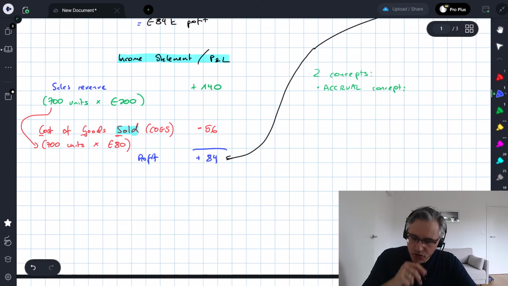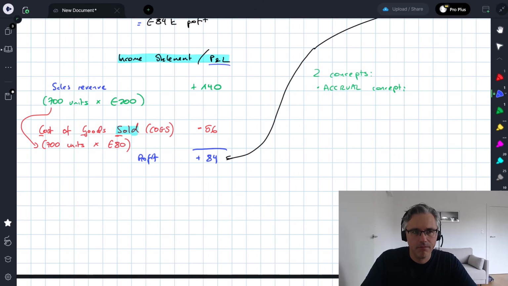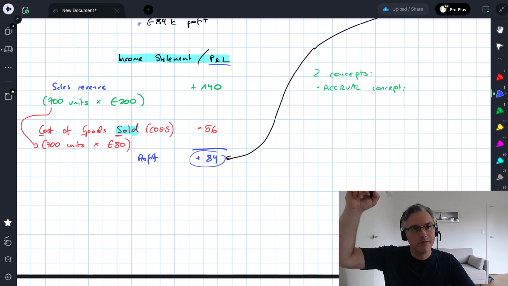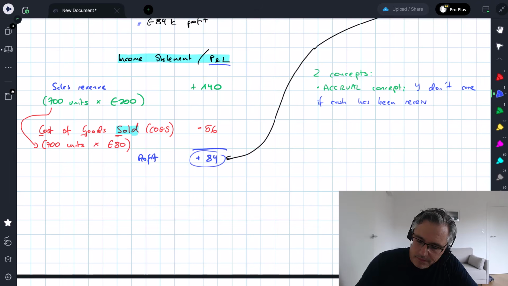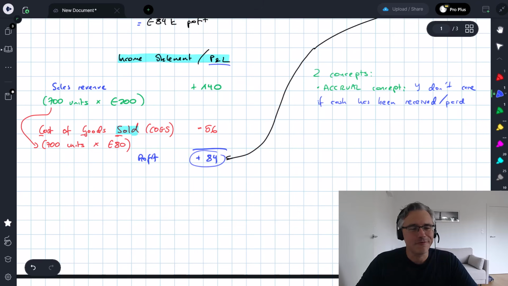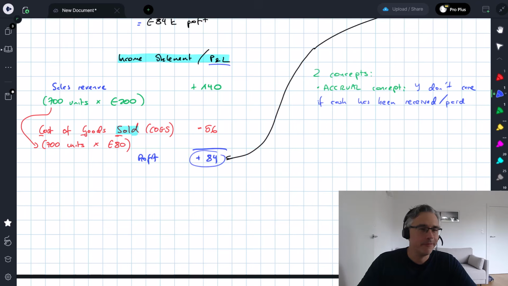When you do your computation of P&L, and when you compute your profit, like we did over here, and of course that profit also feeds into the balance sheet, I really don't care so much if actual cash has been received or indeed paid. Now, of course, the official definition of the accruals concept is probably much more fancy, and it doesn't start with the words "I don't care," but that's what it essentially means.